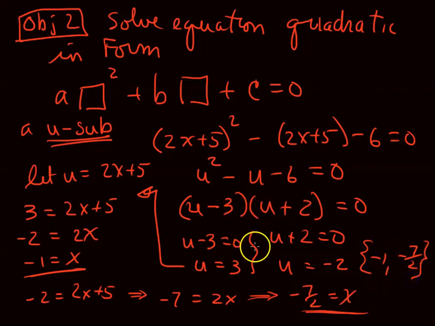So you make it an easier problem by doing this u substitution, or u sub. Let's try another one. x to the 1/2 minus 3x to the 1/4 plus 2 equals 0.